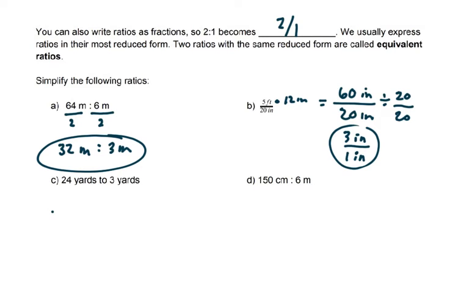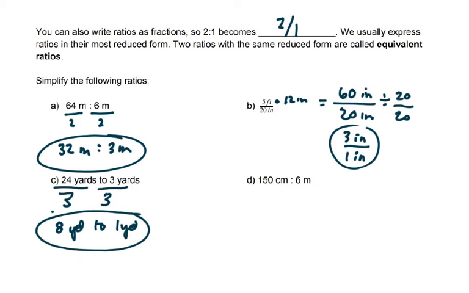On C, they're both in the same units again, and they both divide by 3. So it should be 8 yards to 1 yard. And then on D, they're not both in the same units, so we need to change to the smaller units. In this case, the smaller units are centimeters.